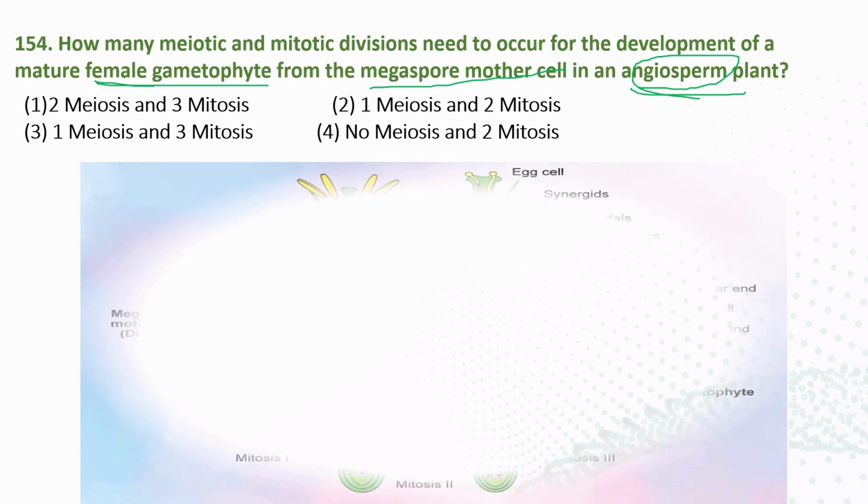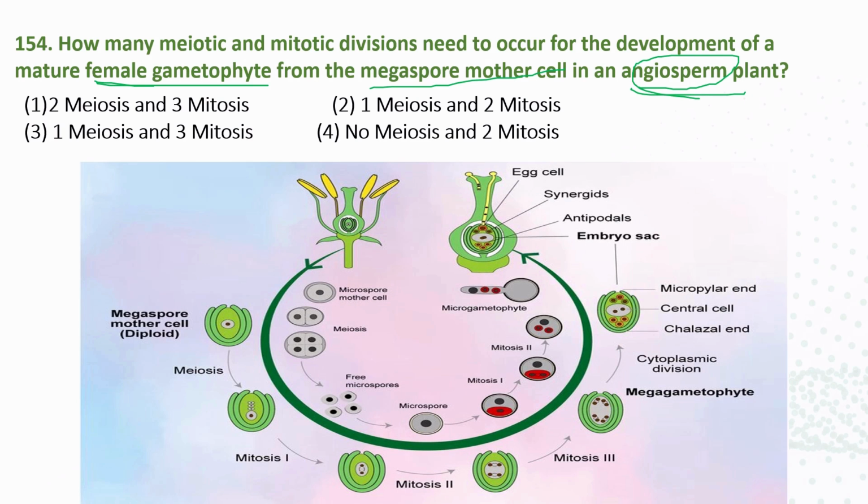If you see the structure, you can understand easily. So this is the female gametophyte. Normally how it will be developed: first of all, this is the megaspore mother cell, which is normally diploid, 2n in condition. This cell first undergoes meiotic division and forms 4 haploid nuclei, N. These haploid nuclei then undergo mitosis 1 division to form 2 nuclei.